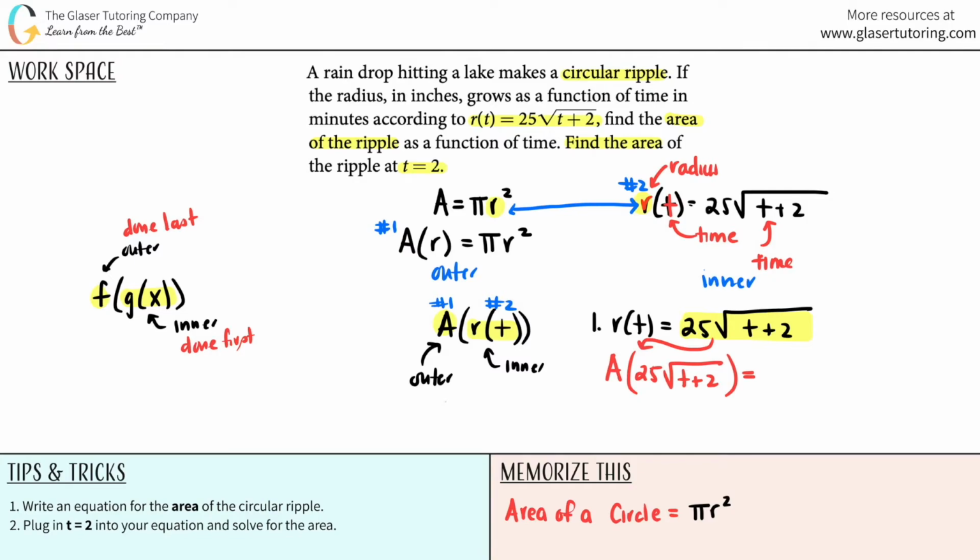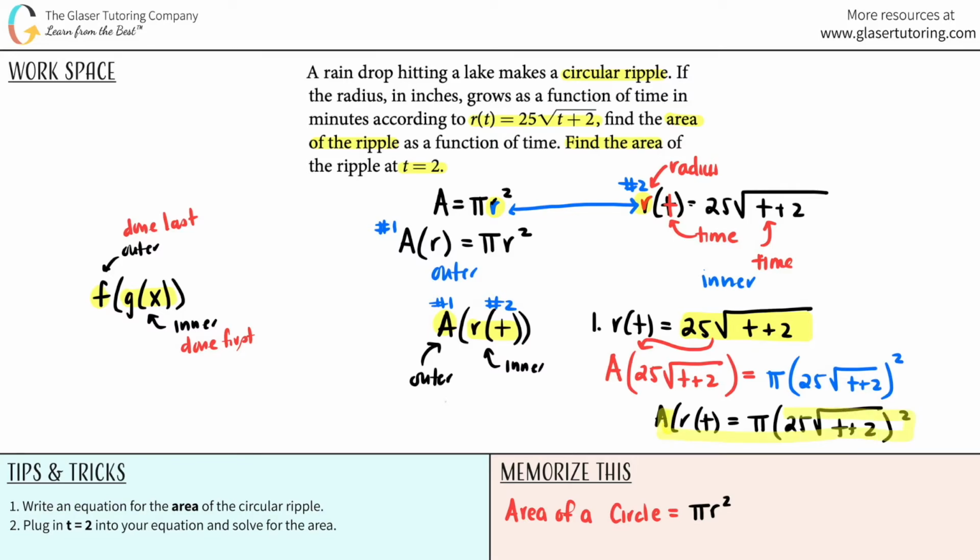And now let's see. We go back to our outer function. Our outer function was pi r squared. And any time that you see an r value, you're going to plug in for this. So let's see. This is now going to be pi. What was r? Oh, this is our new variable. So I'm going to say that it's 25 square root of t plus 2 squared, because I have to go back to my outer function, squared. And this is my overall composite function, the A of r of t. And this is the answer to the first part. Pi 25 square root t plus 2 squared.